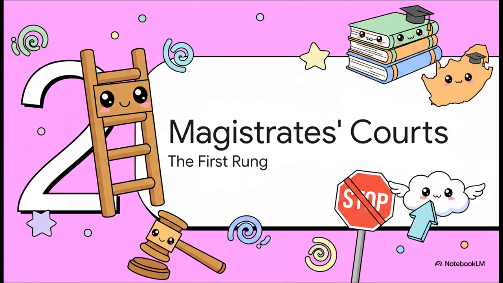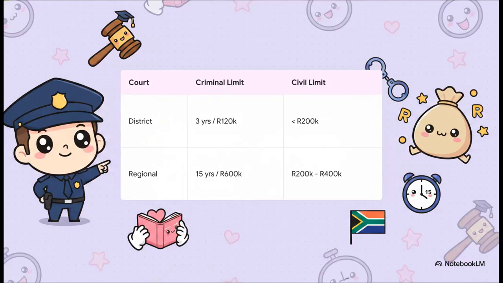Moving right along to Section 2, the magistrates' courts, the first rung. Stepping onto the very first rung of our ladder of justice, we find the magistrates' courts. Now listen up, because here is a massive exam tip. Magistrates' courts strictly act as courts of first instance. They do not, ever, hear appeals. They're split into 2 levels, and you absolutely must anchor these numbers in your mind.